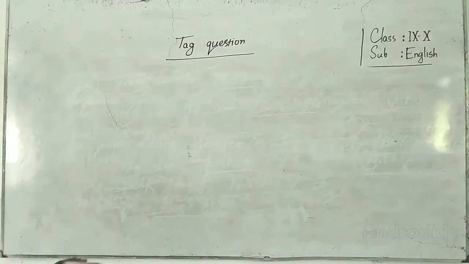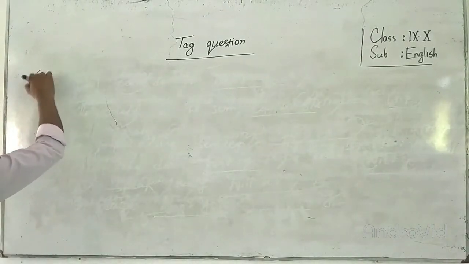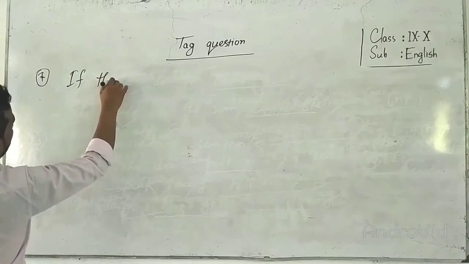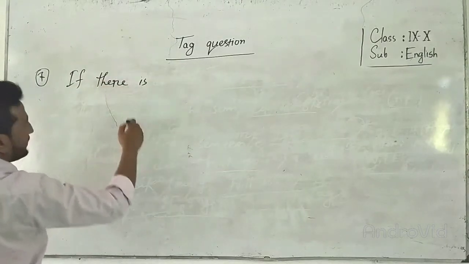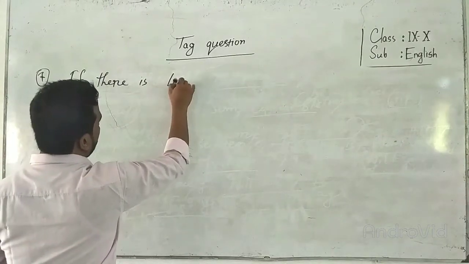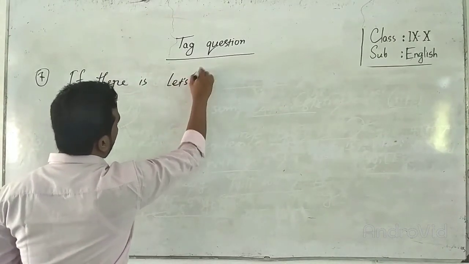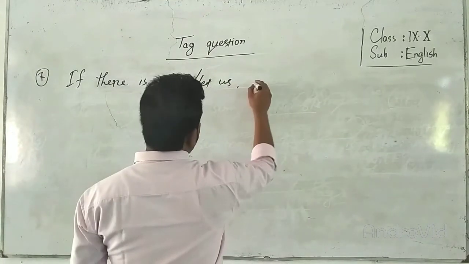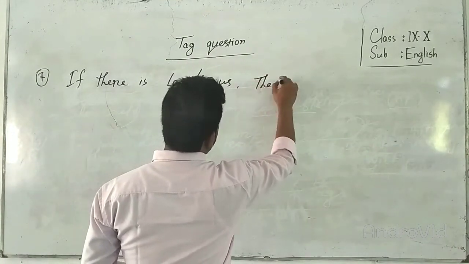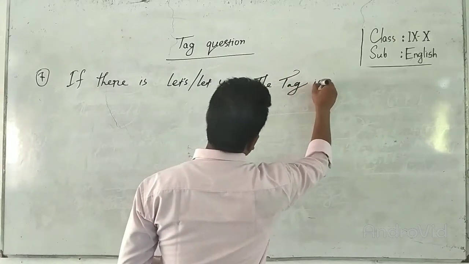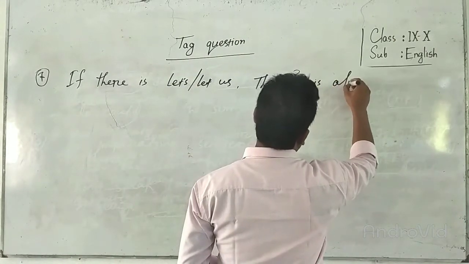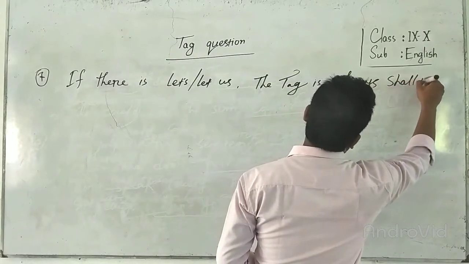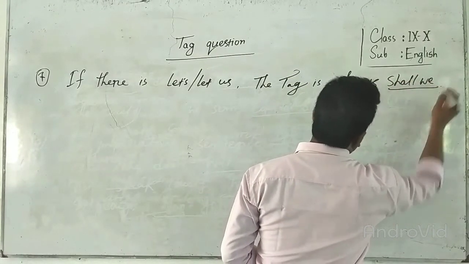Now rule number 7. If there is let's or let us, the tag is always shall we. The tag is always shall we.